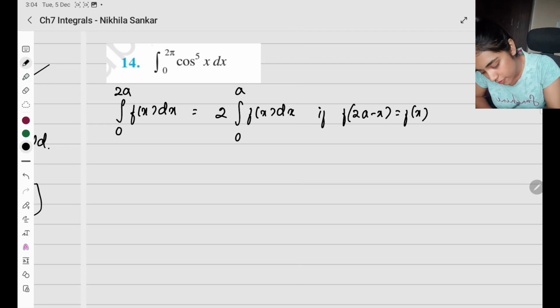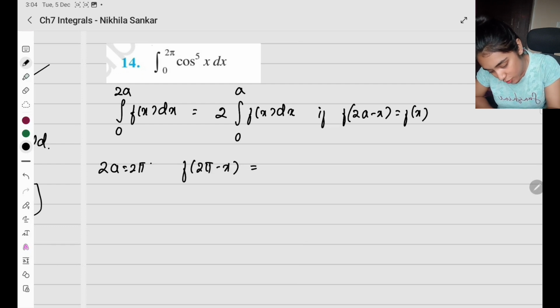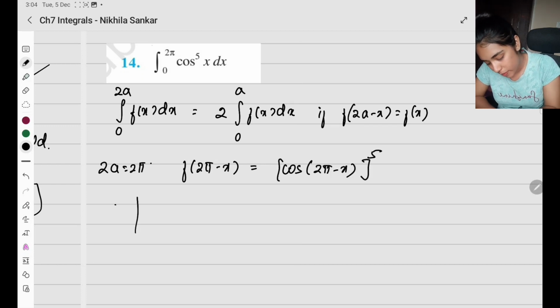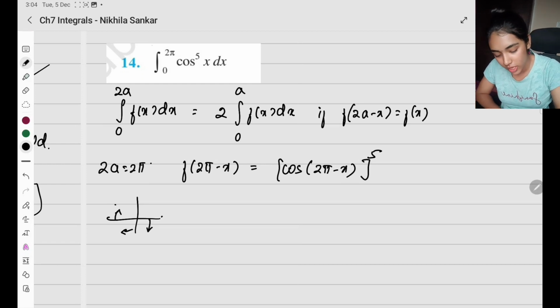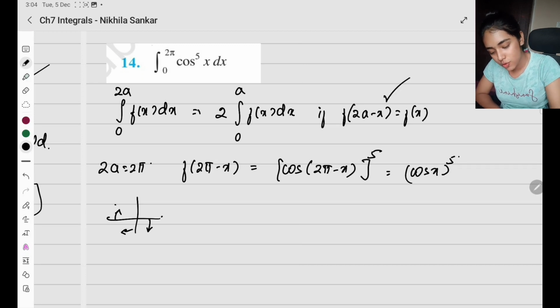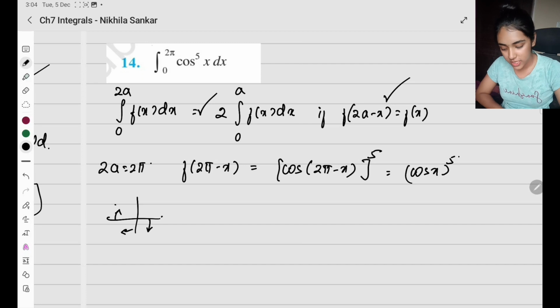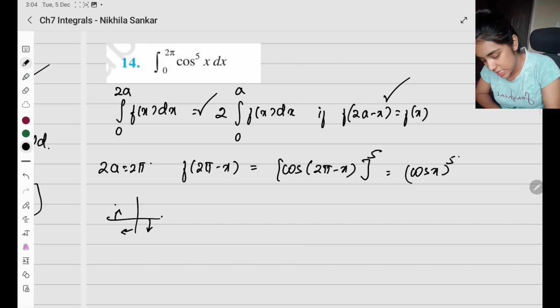So cos of, in this place 2a is going to be 2 pi. So when I do that, f of 2 pi minus x is going to be cos of 2 pi minus x the whole power 5. Where is 2 pi minus x? This is pi minus x, 3 pi by 2 minus x, 2 pi minus x is in my fourth quadrant. Fourth quadrant, so this is going to be cos x to the power 5. So this is true, so I can change it in such a form. What is this property? This is property number 6.